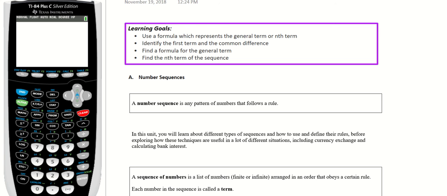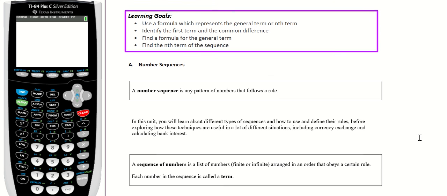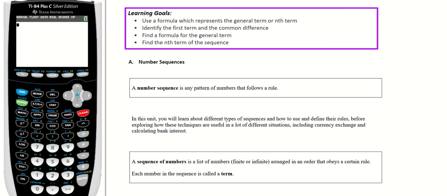Okay, so welcome to Unit 3, Lesson 2. In this lesson, we're going to be exploring arithmetic sequences, and our learning goals are to use a formula which represents the general term, identify the first term and the common difference, find a formula for the general term, and to be able to find the nth term of the sequence.